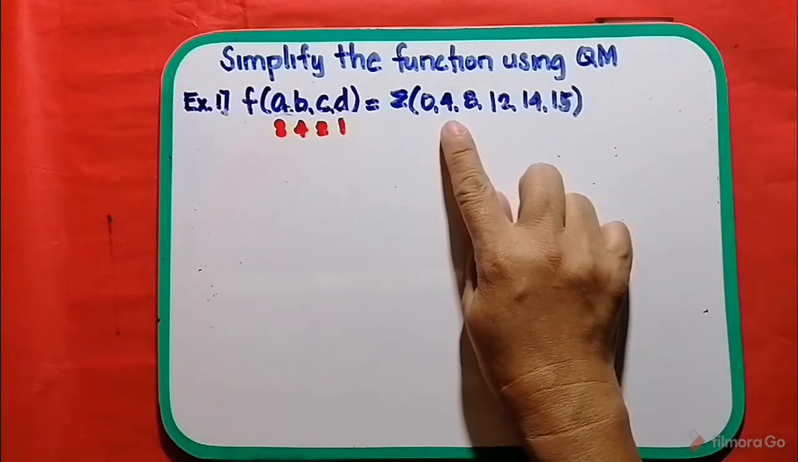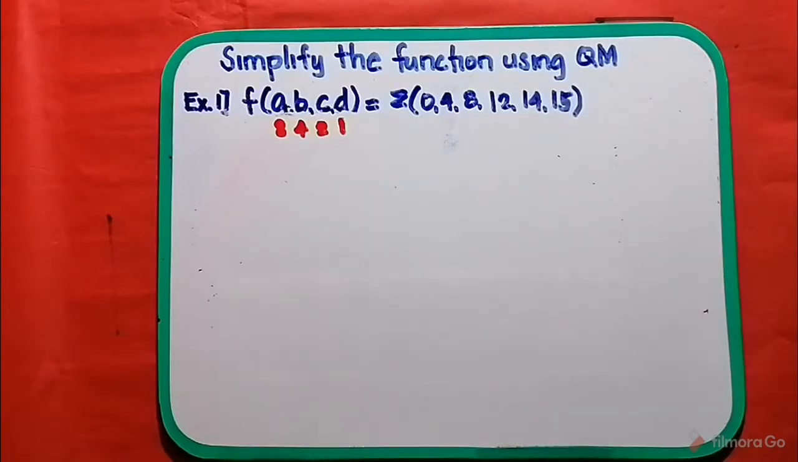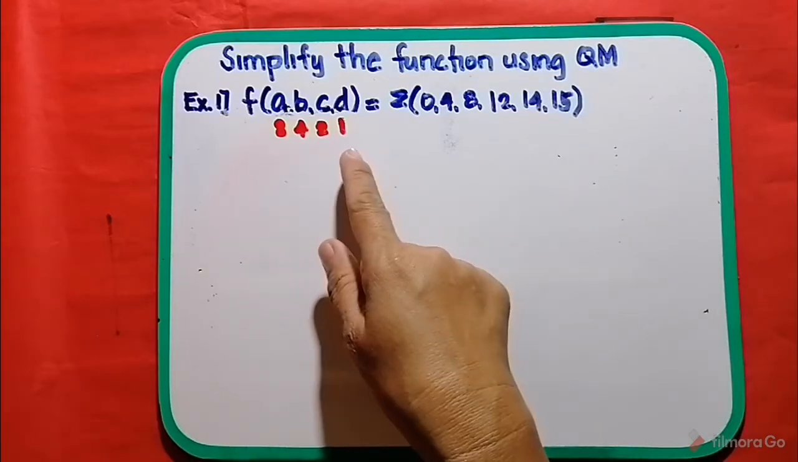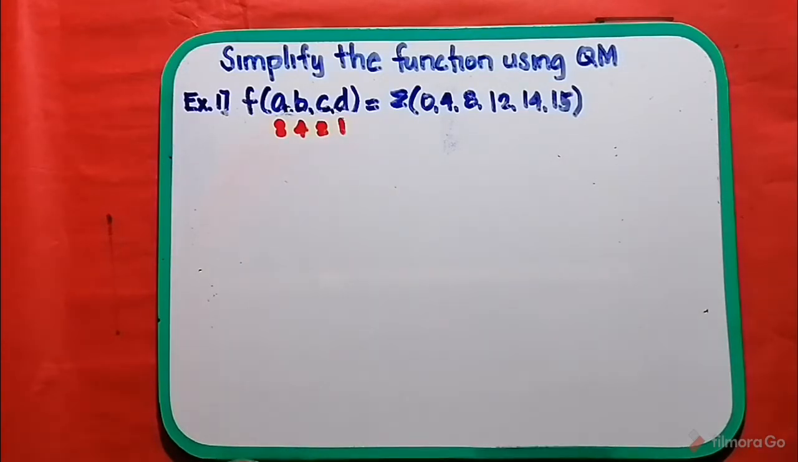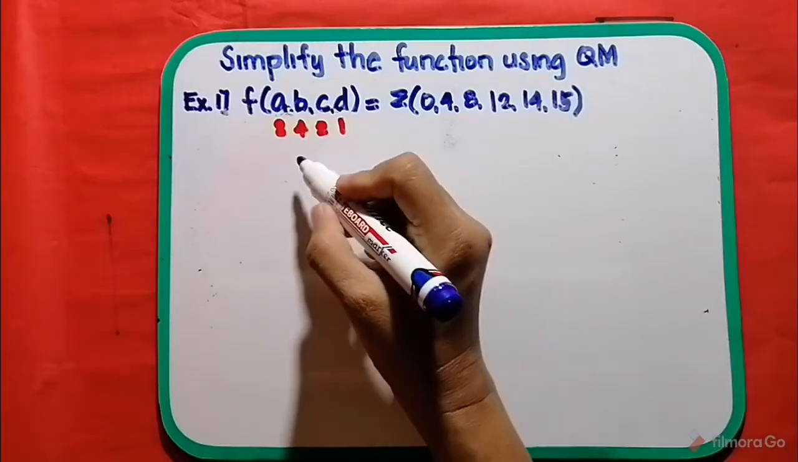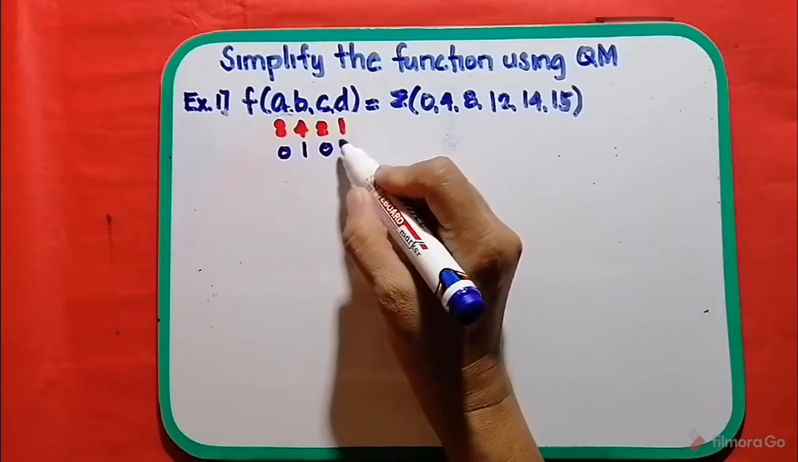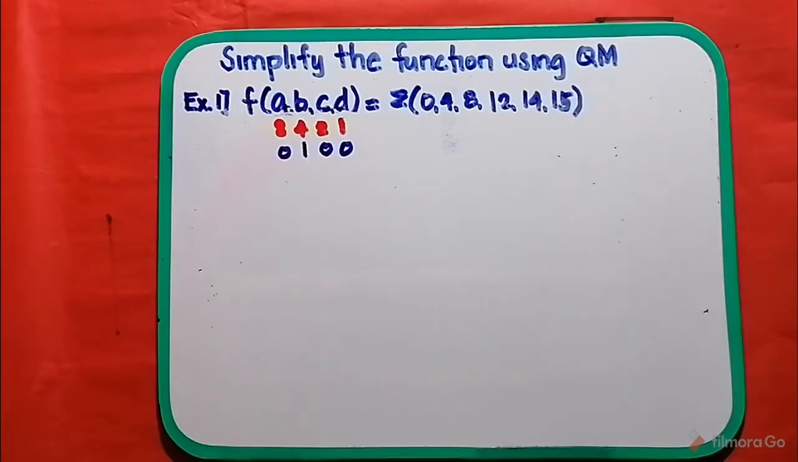To get the binary equivalent of 4, we simply think which of these numbers are to be added to have a sum of 4. So definitely, we have only 4. So this will be 0, 1, 0, 0. And that is the binary equivalent of 4.